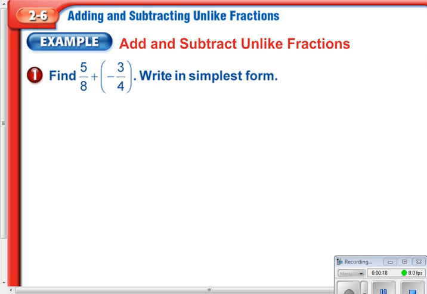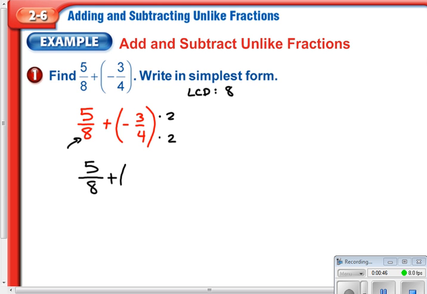So our first example here, we have 5/8 plus a negative 3/4. A lot of these problems today in your book, you'll be able to easily identify your common denominator. In this case, my least common denominator is going to be 8. So this fraction already has a denominator of 8. I need to get this denominator as 8, so I need to multiply the numerator and the denominator by 2. I would now have 5/8 plus negative 6/8.